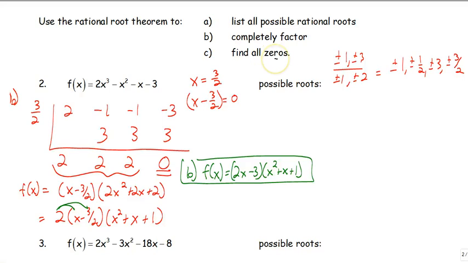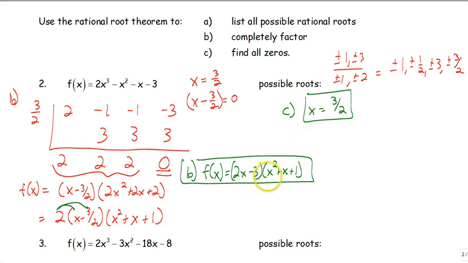C, find all the zeros. Well, we found one of the zeros. C, one of the zeros is x equals 3/2. We found that right off the graph. You can find all the zeros off the graph if they're all nice. However, this one we know they're not, because the graph never crossed again. So the other 2 are imaginary.